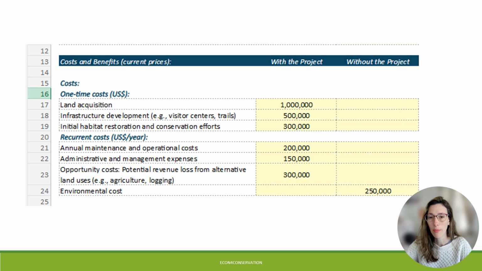Here we have hypothetical costs, including one-time costs like land acquisition, infrastructure development, and initial habitat restoration. We also include annual or recurrent costs over a 15-year period, such as maintenance costs, administrative expenses, and opportunity costs for alternative land uses.